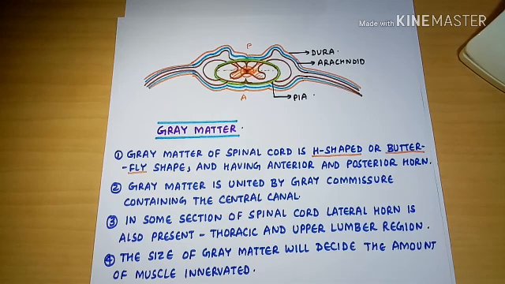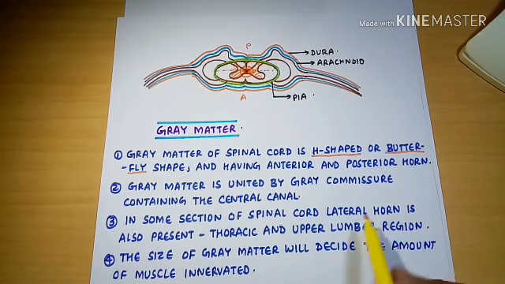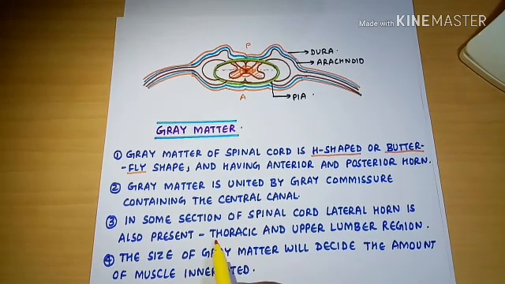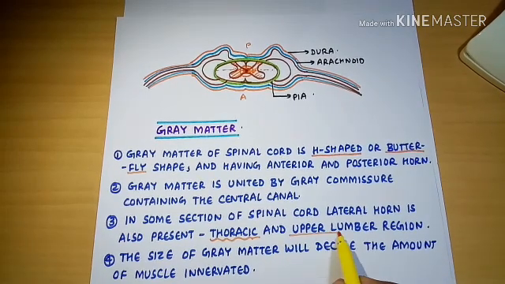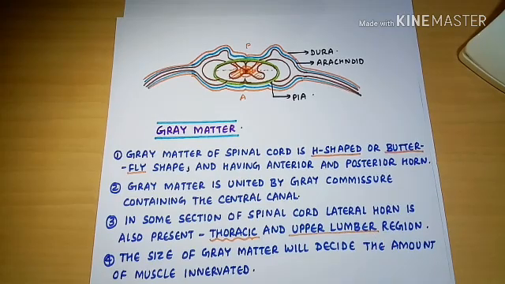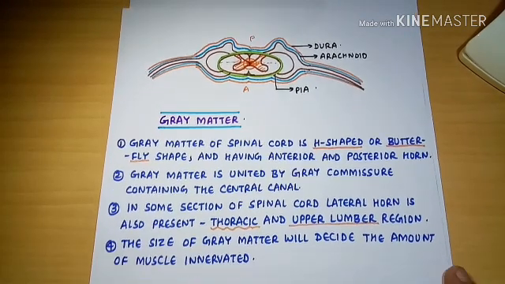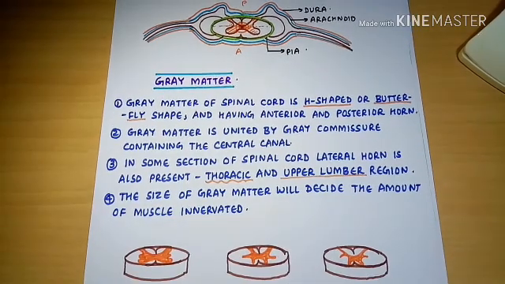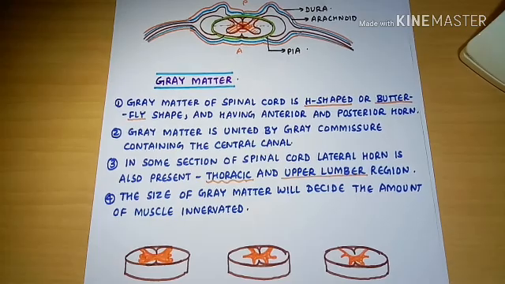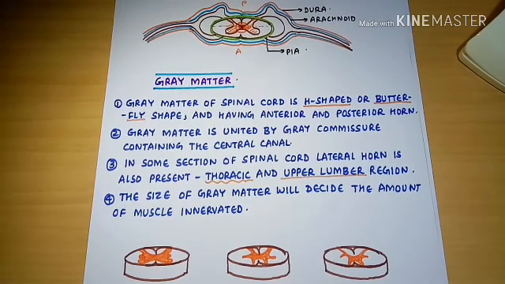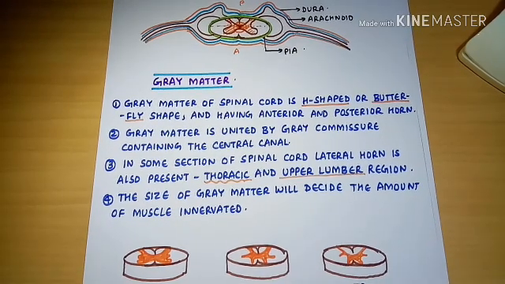In some sections of the spinal cord, the lateral horn is also present, which is present at the level of the thoracic and upper lumbar region. So the lateral column of the gray matter is present at the upper lumbar region or the thoracic region. The size of the gray matter will decide the amount of muscle innervated. If the amount of muscle innervated is more, the size of the gray matter is more, and if the amount of muscle innervated is less, the size of the gray matter is less.